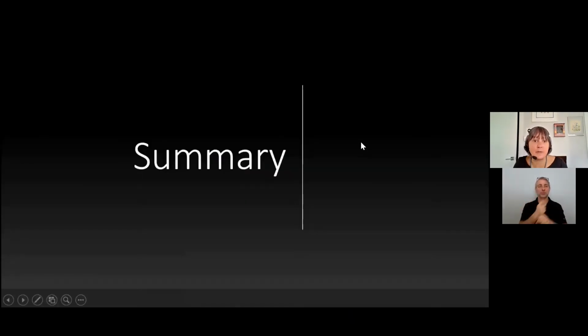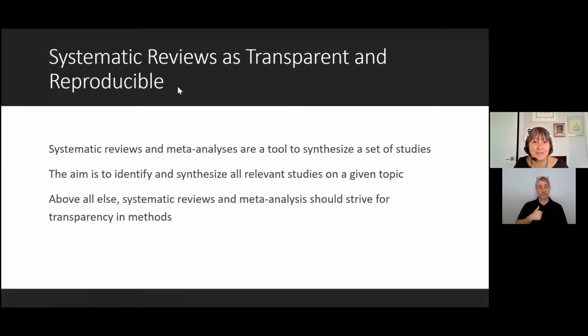Okay, so I'm about there with my part. So again, what I wanted to make sure we emphasized is that systematic reviews need to be transparent and reproducible. If they're a tool to synthesize studies and we want to use the results of a systematic review and meta-analysis to improve practice, to improve policy, we need to make sure that we are also transparent about our methods.